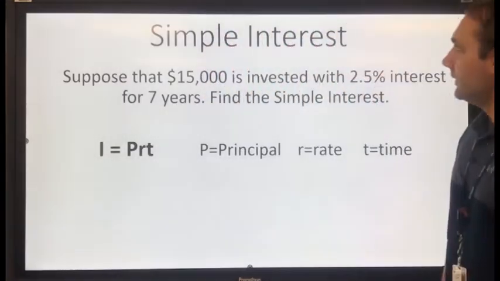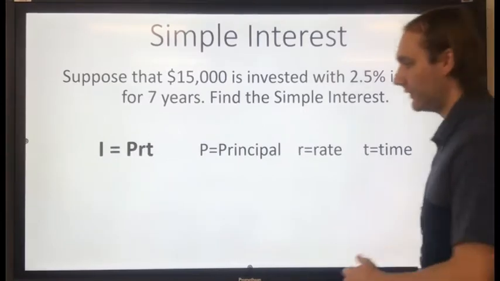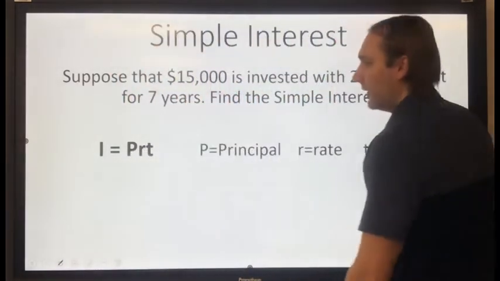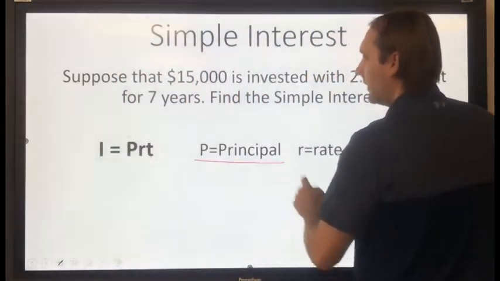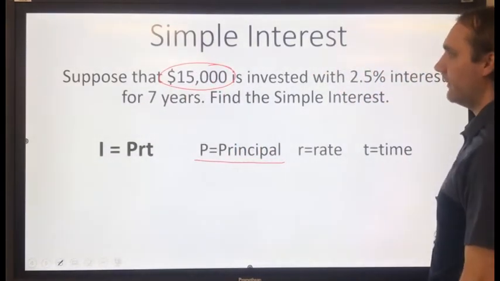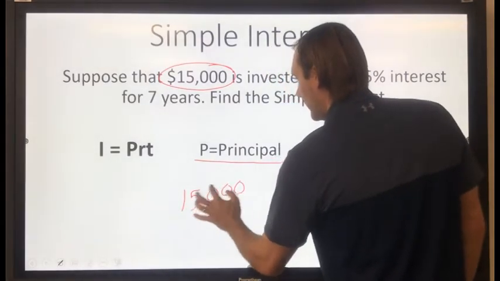Looking at the first one, simple interest. Suppose that $15,000 is invested with 2.5% interest for 7 years. Find the simple interest. First, we need to define our variables within our formula. So the P here is principal. That's how much money you started out with. So I started out investing $15,000. So for my P, I'm going to put $15,000.